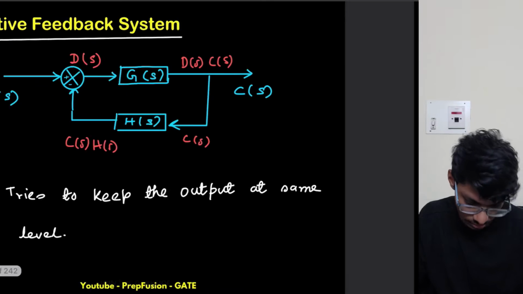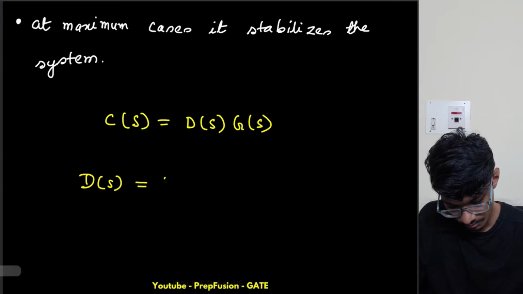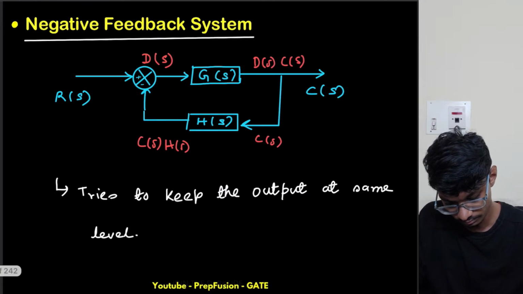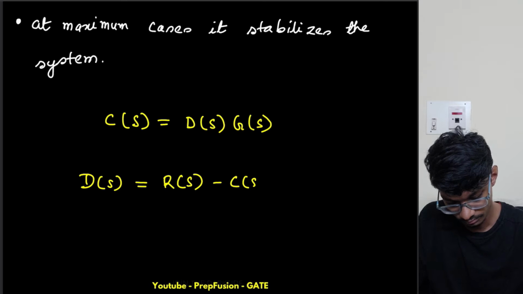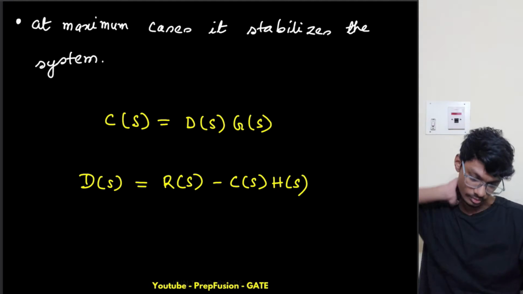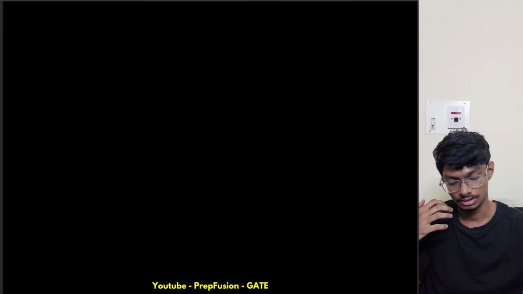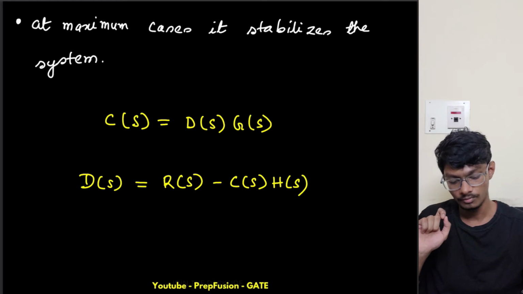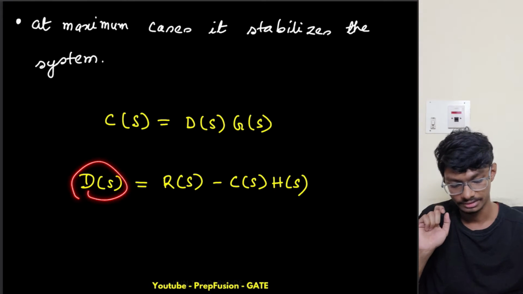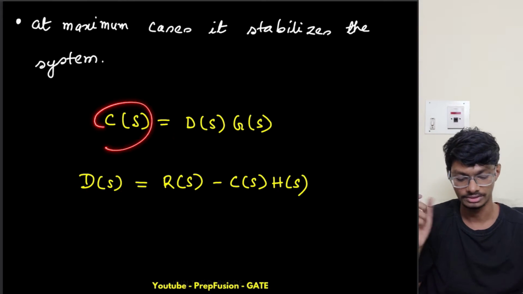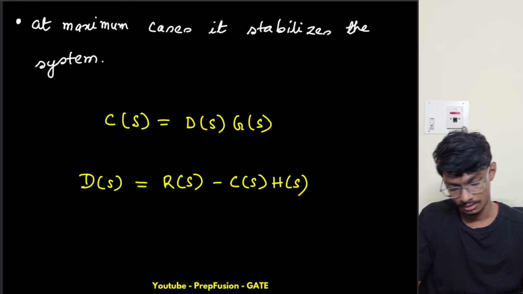So equals to... into H of S. Okay, R of S into C of S H of S. Okay, so this is basically the D of S. Now what I will do is put this value of D of S in this equation, and we'll find the value of C of S in terms of R of S.